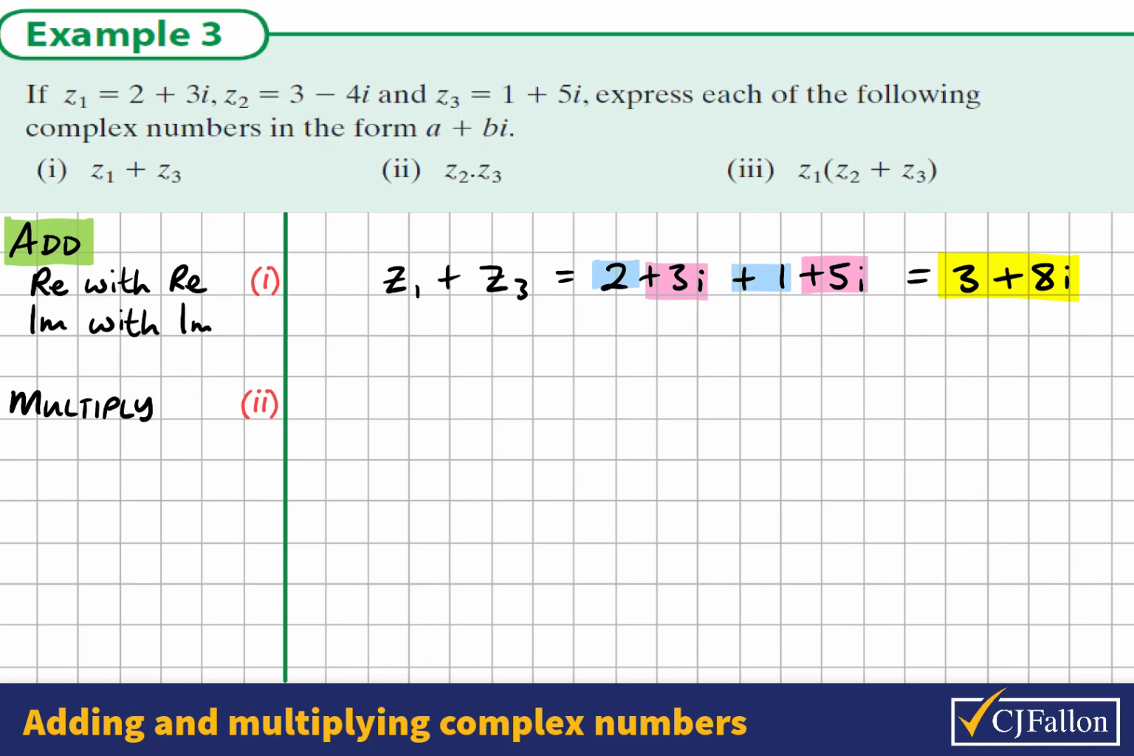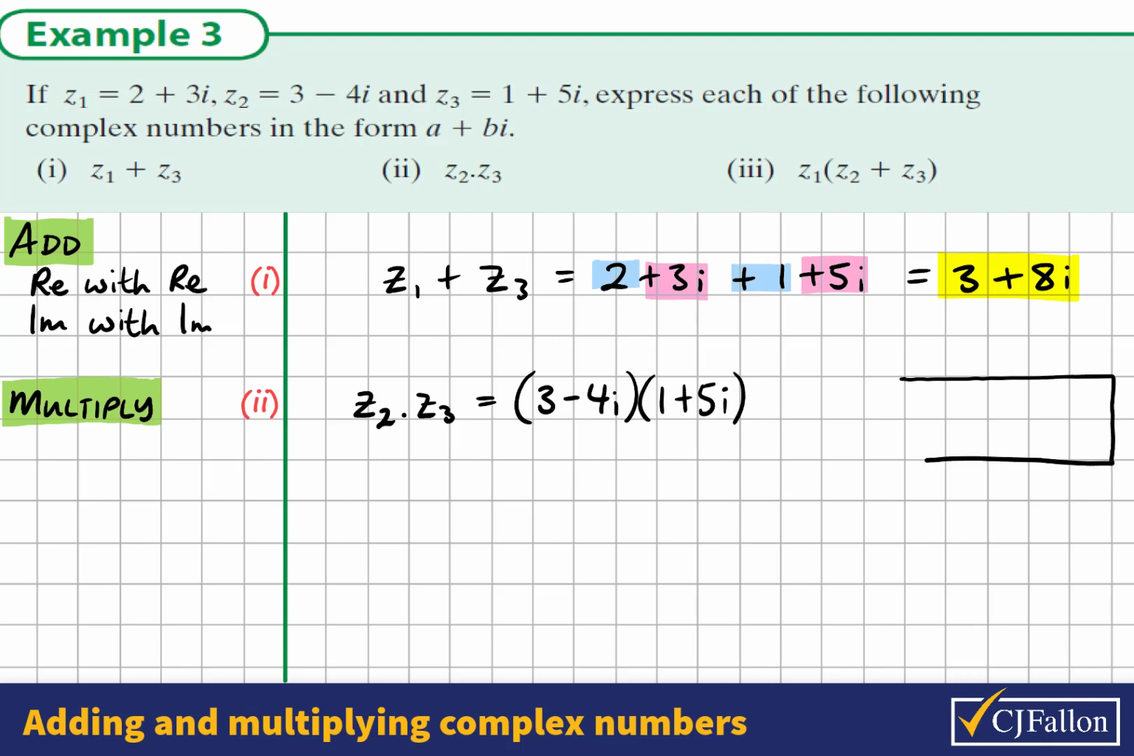In part 2, we're being asked to multiply two complex numbers. Multiply Z2 by Z3. Complex multiplication is very like algebraic multiplication. We're expanding these two binomial brackets by multiplying each part by each. We might use an array if you wish to organize this multiplication. Whatever way we do it, there are 4 individual multiplications required.